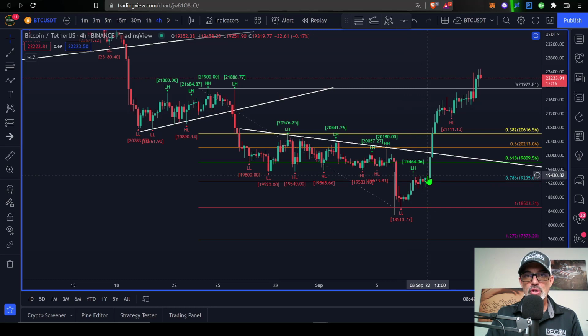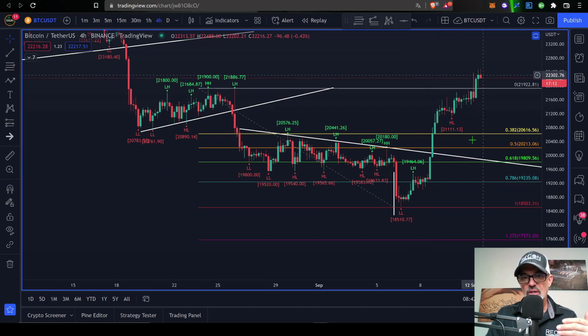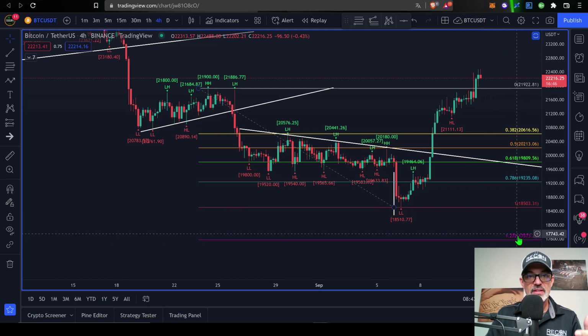Now, for the bull trap to actually be complete, I would actually be looking at the level down below this 18.5 level where the bullish reversal took off from. And so down below this 18.5 level, then we're looking back at the 1.272 level, and that puts us around 17.5.